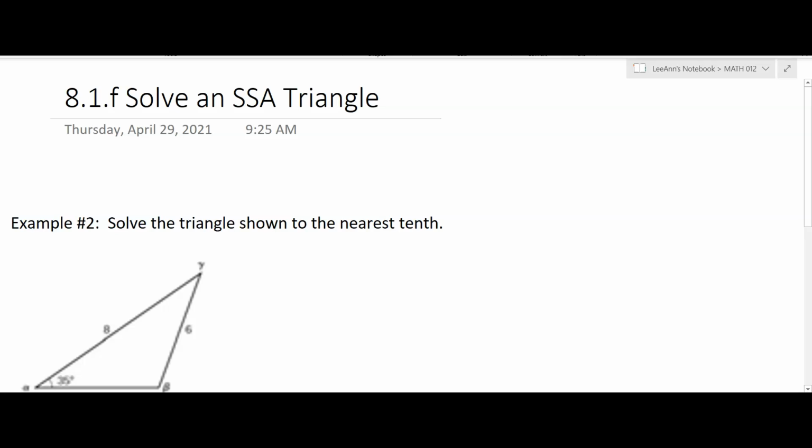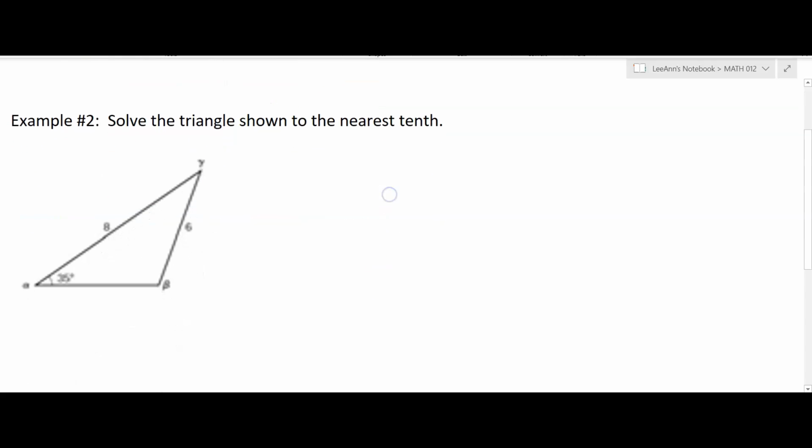Okay, so let's look at this triangle here. It's a side-side-angle triangle. So we know this angle here is 35 degrees, and then we have B is 8 and A is 6. Okay, and we're trying to solve the triangle.